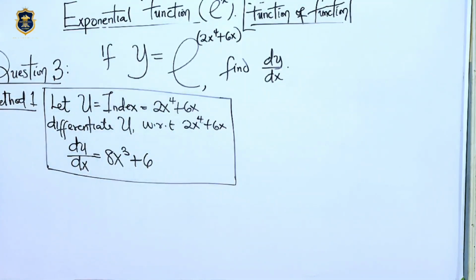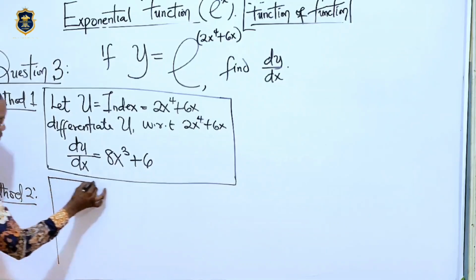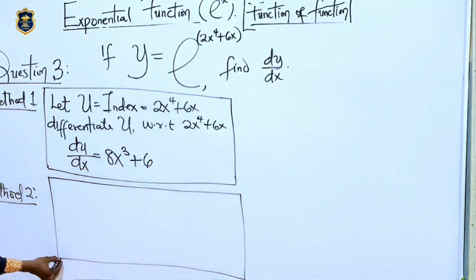So method 2. Let's get to our method 2, guys. What comes in method 2? Let's put the box now. We're just using 3 methods. So method 2 should be what?